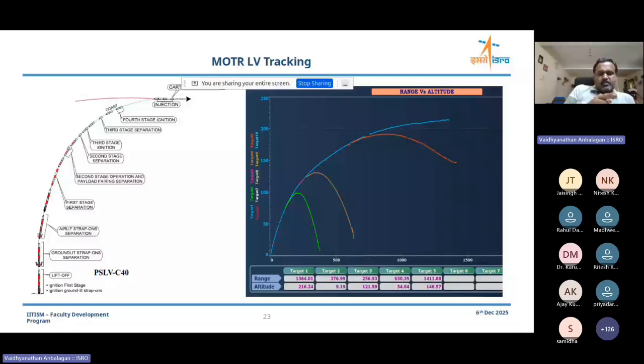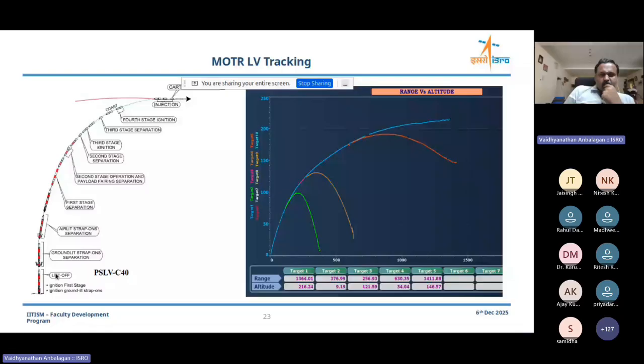Each and every stage, once its work is over, it separates. In PSLV, if you see, along with the first solid stage of say S139 ton core motor, 6 solid strap-ons are there to increase the thrust further. Once those are burnt, they separate. So a typical PSLV profile will be like this.